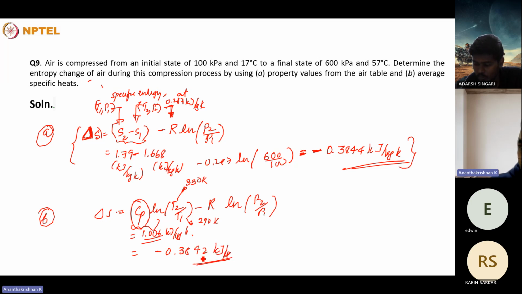Even if you do not use the specific entropy values from the table, if the temperature variation between the initial and the final points is very small, you can get the entropy change of the process within the vicinity of the actual value. So even if you do not have a table, you can calculate it using the second formula, Cp ln of T2 by T1 minus R ln of P2 by P1.